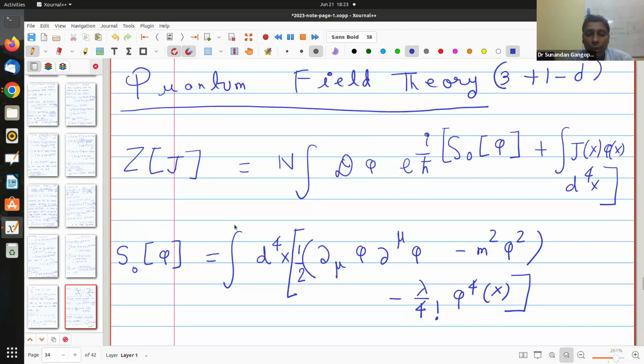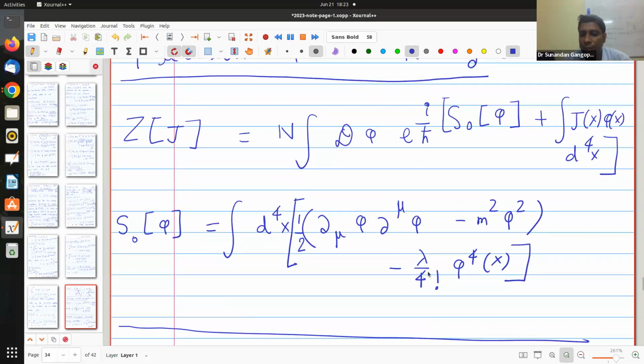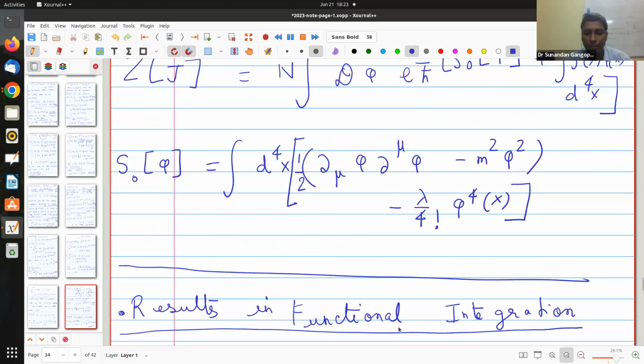And S naught of phi, if we work with a real scalar field theory, is nothing but the integral d4x of half (del mu phi)^2 minus m squared phi squared. You can also put in an interaction, so S naught of phi can be the action for a free scalar field theory or an interacting scalar field theory. I have just put in a phi to the 4 interaction over here. You can avoid this to start with. If you set this term to 0, it will be the action for a real scalar free field theory, and the action for that is just the first two terms. In case of lambda phi 4 theory, we have this self-interacting term sitting over here.